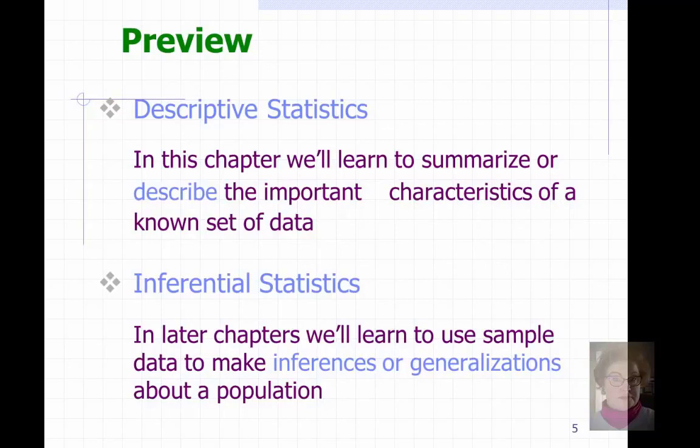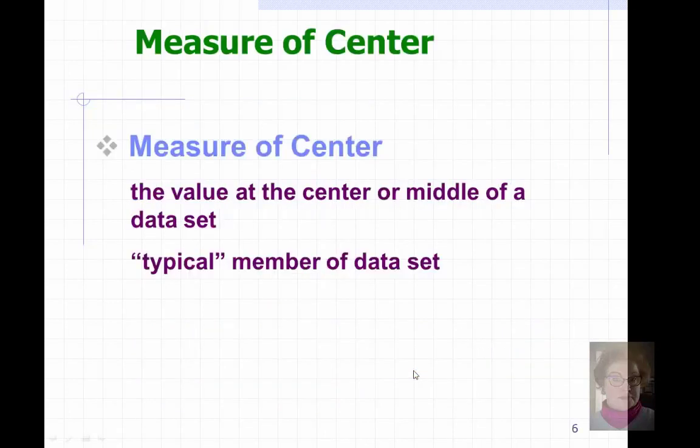Now what we are doing in this chapter is descriptive statistics. That means we are simply summarizing or describing the important characteristics of our data sets. What we'll be doing in the second half of the course is using inferential statistics, which means we are going to use our numbers to help us make generalizations about a population. We're going to use our numbers to help us make decisions.